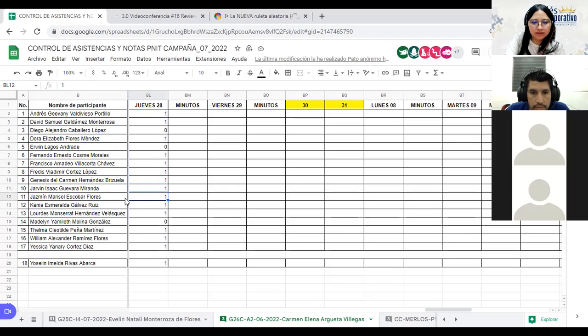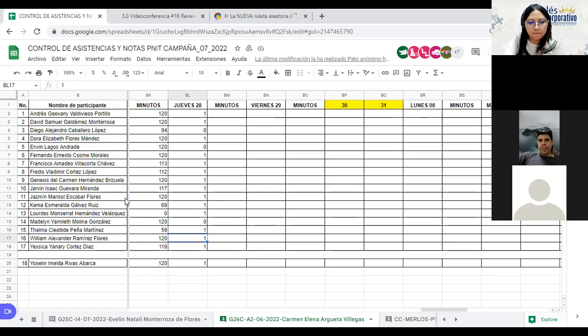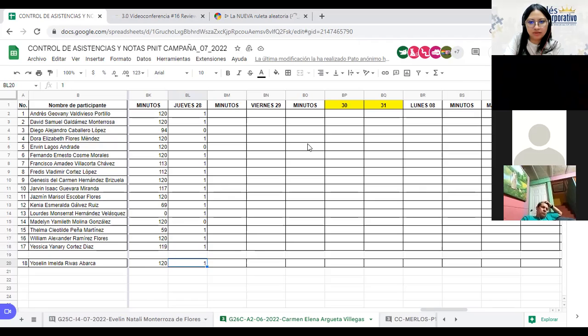Yasmin Marisol Escobar Flores. Jasmine. Kenia Esmeralda Galvez Ruiz. Present. Lourdes Montserrat Hernández Velázquez. Present. Madeline Yamiret González Molina. Okay. Telma Cleotilde Peña Martínez. Present. William Alexander Ramírez Flores. Present. Jessica Yanari Cortés Díaz. I'm here. And Jocelyn Imelda Rivas Abarca. Present. Okay, ahí estamos.